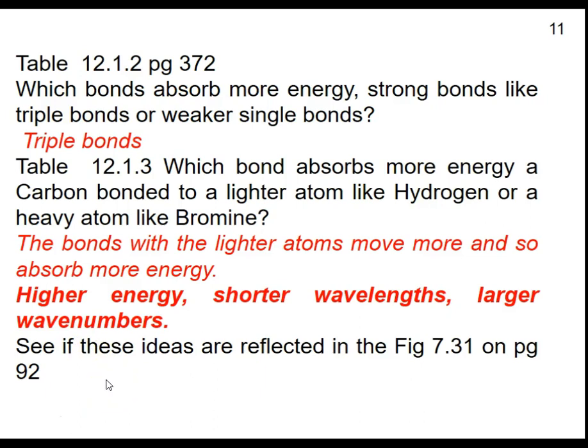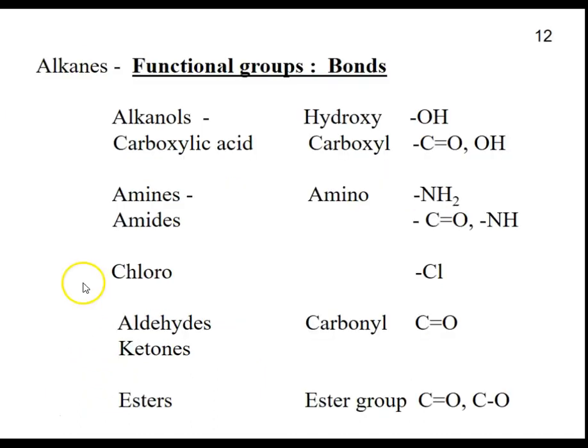So if you look in your notes, you can find these. The bonds that we're talking about, the functional group bonds, are the ones that we're interested in. So the hydroxyl, the carboxyl, which is actually made up of a carbonyl and hydroxyl groups, and the amine groups. So these three, hydroxyl, carboxyl, and amine, are the main ones that we're looking at.